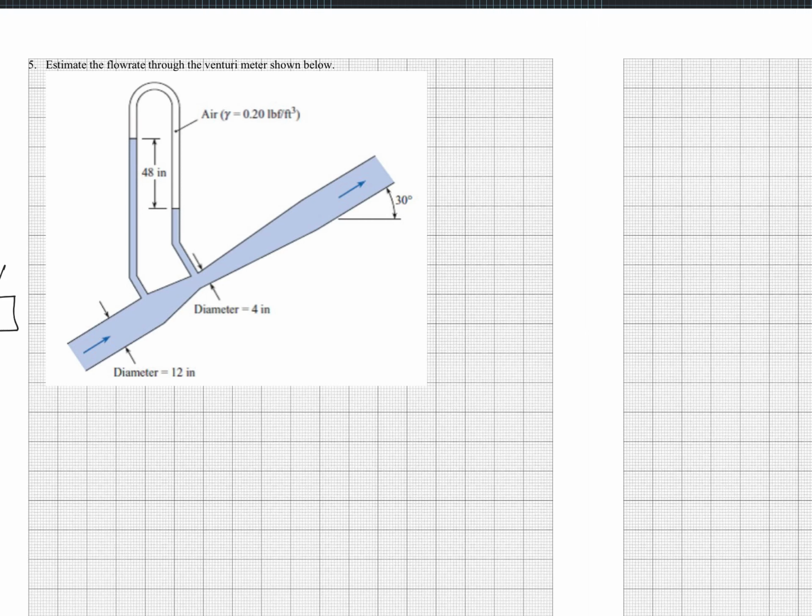Anyway, so estimate the flow rate through the Venturi meter shown below. Okay, so we're going to pick our control volume, and we want to pick it in places where we know stuff. Okay, so I'm going to do it from here to here.